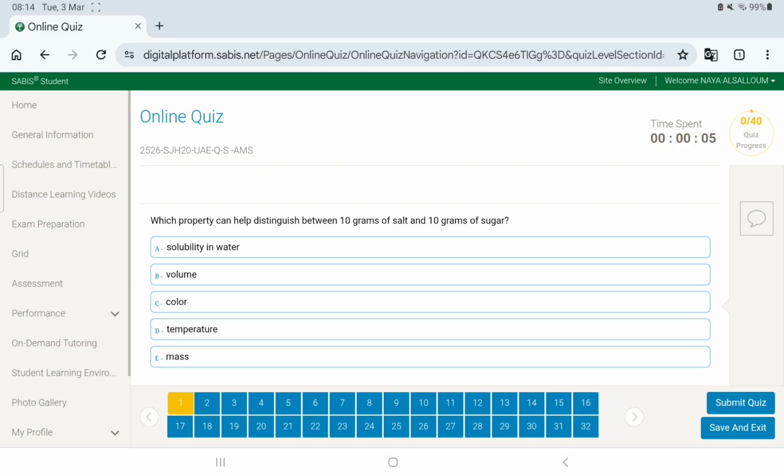Which property can help distinguish between 10 grams of salt and 10 grams of sugar? Now, guys, salt and sugar, they almost look identical to each other. Okay, so let me just draw, let's say. They would look somewhat like this. The identical part, not the color. Okay, but let's say, not to confuse you, that this here is the salt and this here is the sugar. Now, how can we tell the difference?